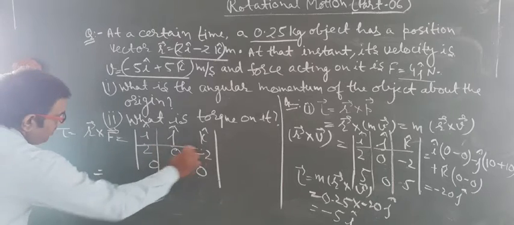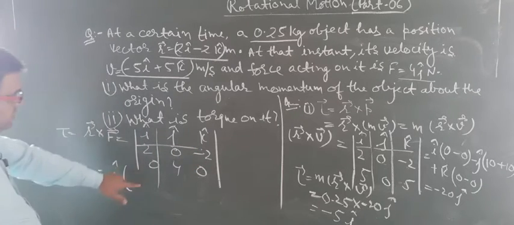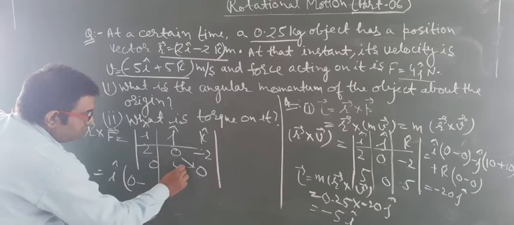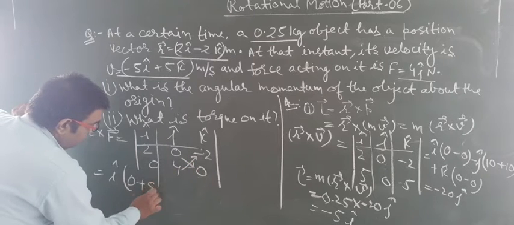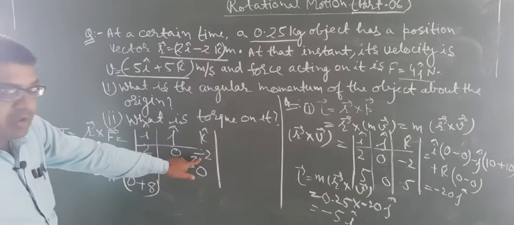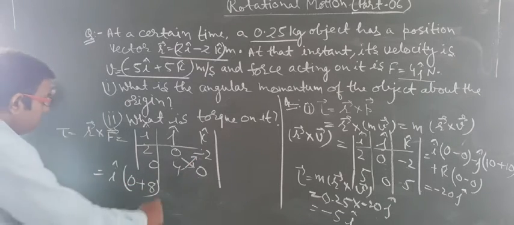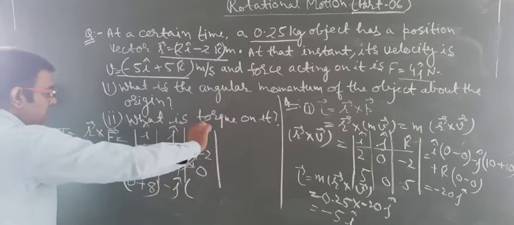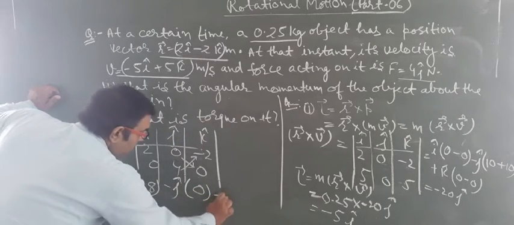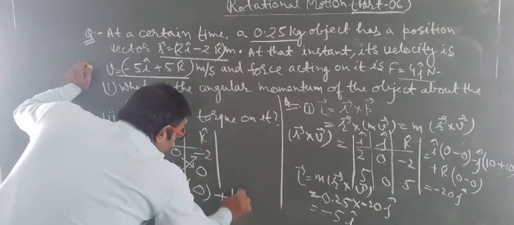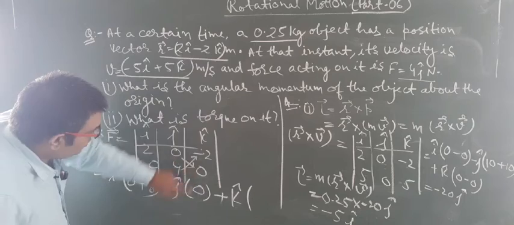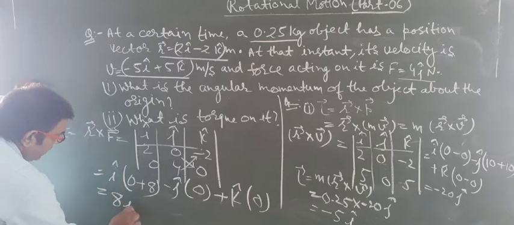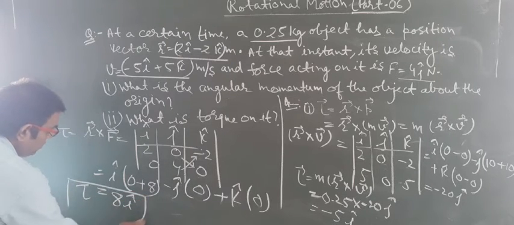Now look here, for i cap, this row and column are omitted, and 0 minus this multiplied by this, 0 minus, plus 8. Then minus j cap, this column and row will be omitted and it will be 0, and plus k cap, this row and column, it is also equal to 0. So the value of torque is equal to 8 i cap.